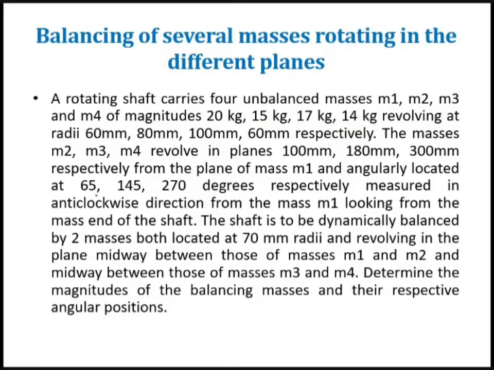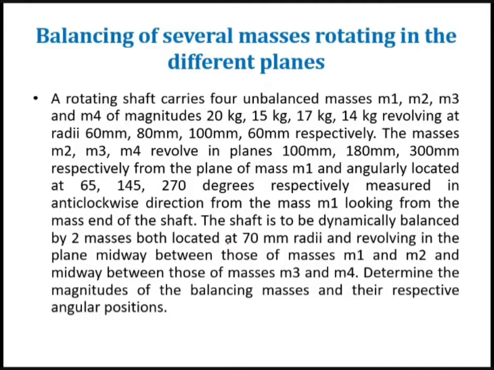And they are angularly located at 65, 145 and 270 degrees respectively, measured in the anti-clockwise direction from the mass M1. As I said in the earlier lecture, we will be considering mass M1 on a horizontal axis OH. So from mass M1, measured in the anti-clockwise direction, they have given the angles 65, 145 and 270 degrees for masses M2, M3 and M4. Okay, so all the data is given properly in this particular problem.